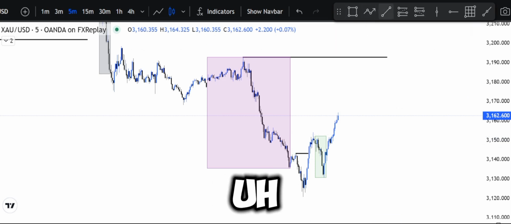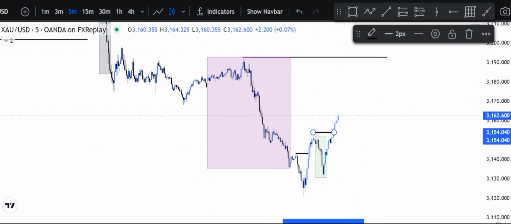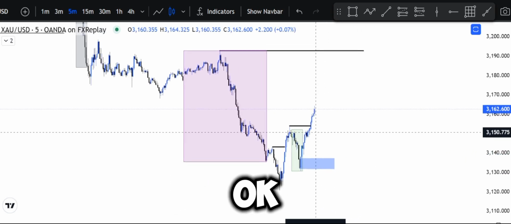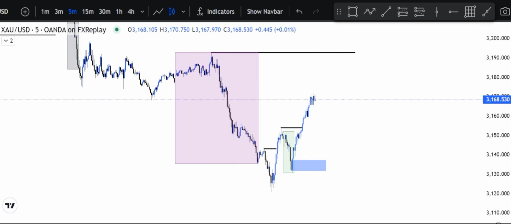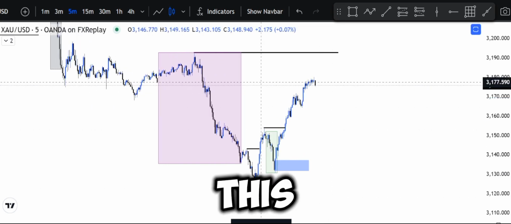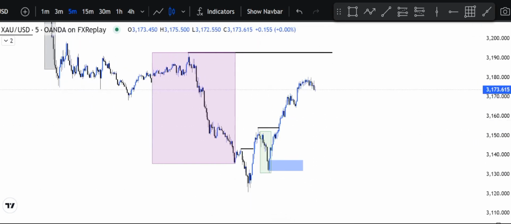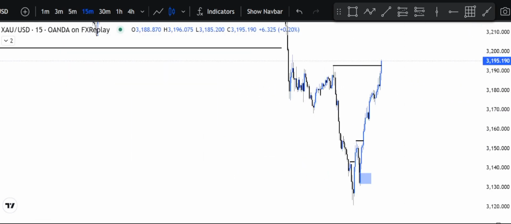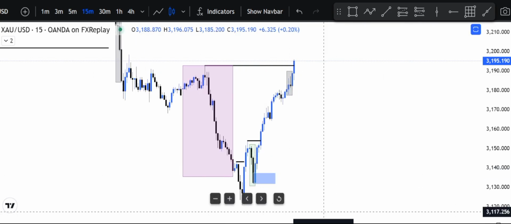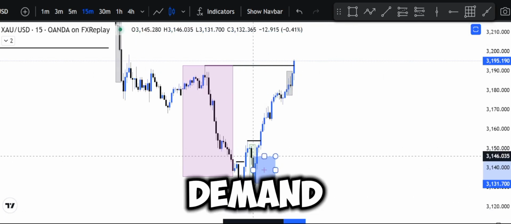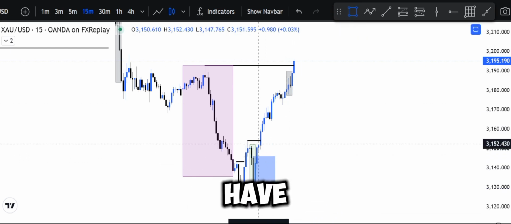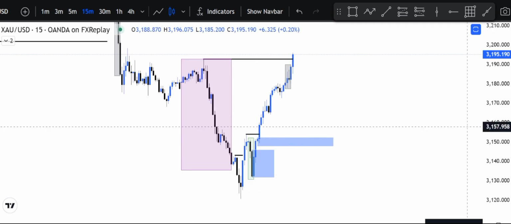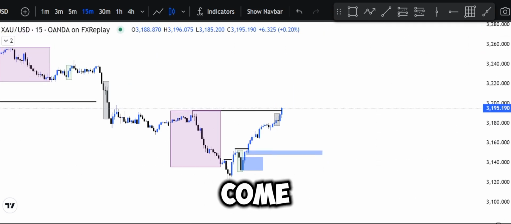Let's see if price will come back here for this demand to be mitigated. If not, it's okay. Nope, this price is not coming back. This is an extreme demand of 15-minute. We have also decisional demand. Let's see if the price will come back.